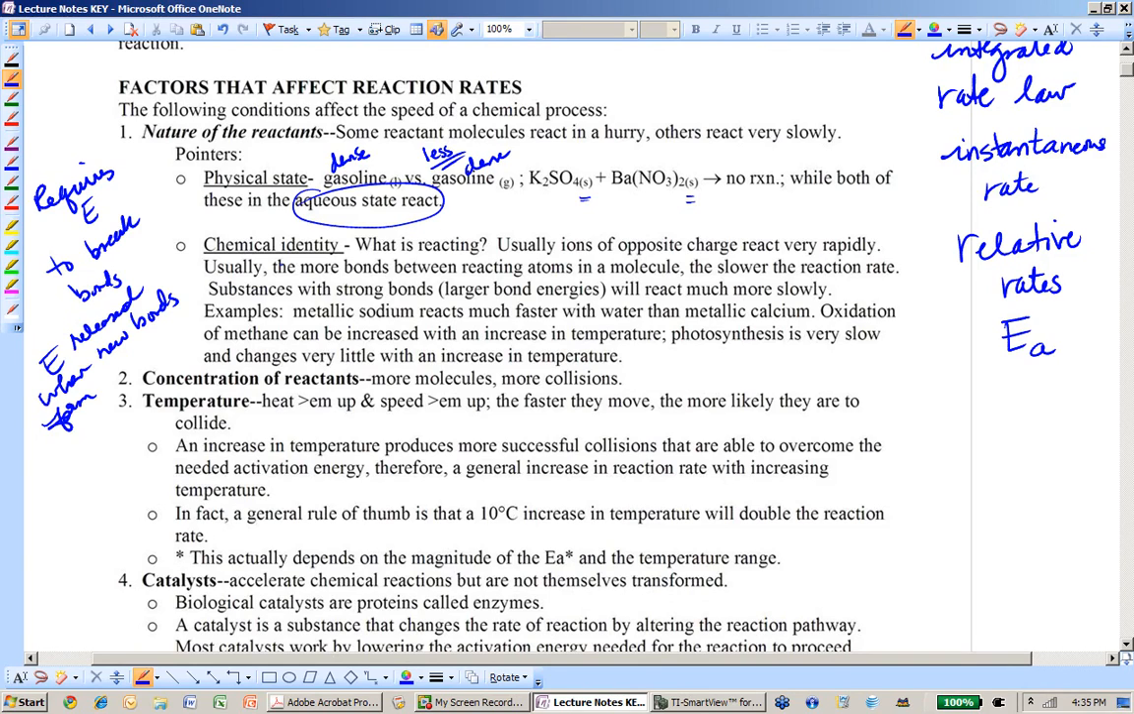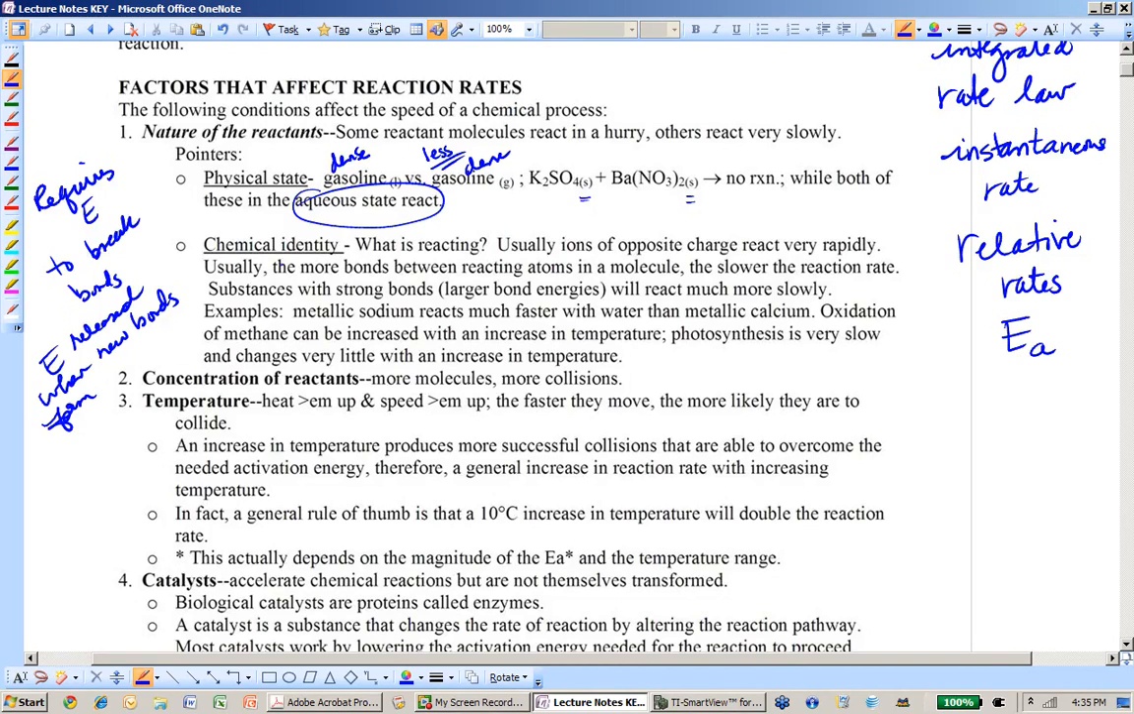The chemical identity also plays a role. That's the word I was searching for, a role. So what is it actually reacting? Usually we have ions of opposite charge, and those react very quickly because we've got Coulomb on our side. They have Coulombic attractions, because you know that opposites attract, your teenagers.